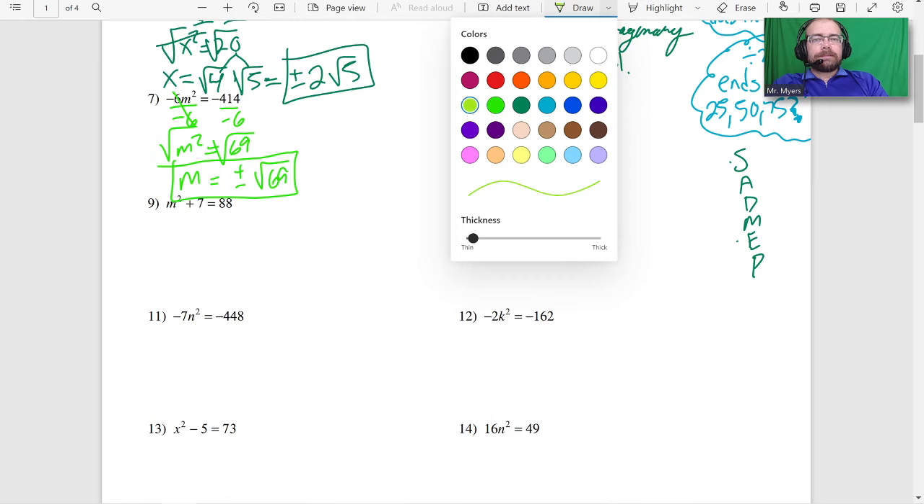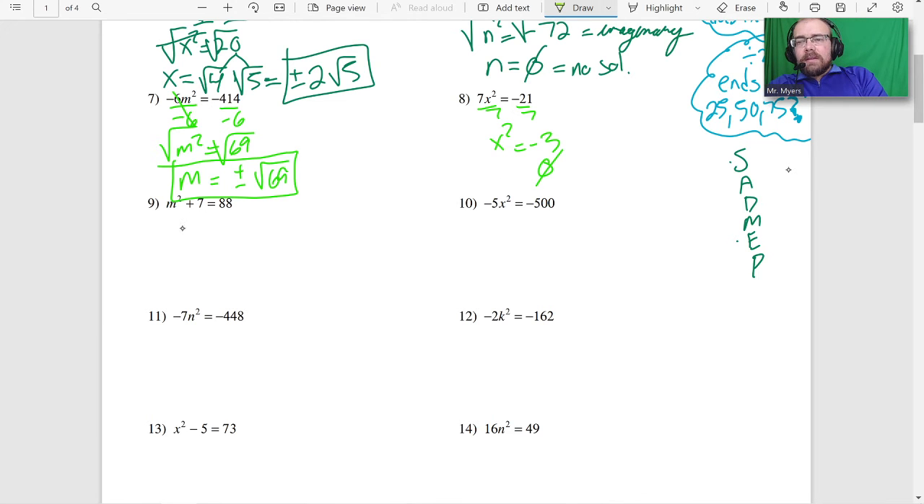All right, moving on. So in here, minus 7, boom, boom, m squared equal to 81. Oh, that worked out really nicely. Square root of 81 is 9. M is equal to plus or minus 9.